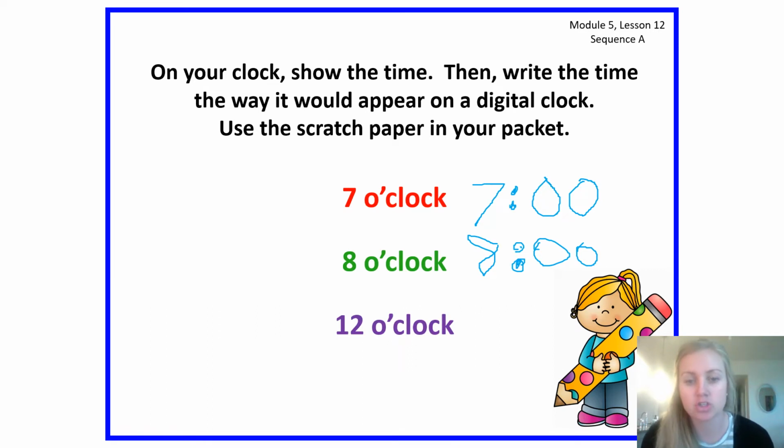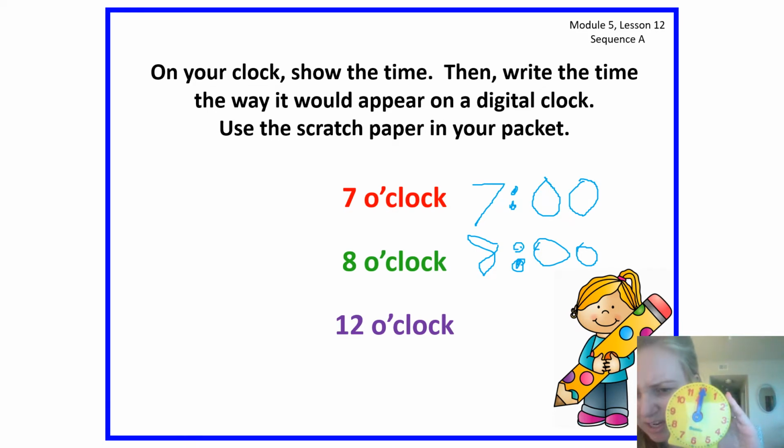Next time, 12 o'clock. Show me on your clock and write it digitally. You have 10 seconds. 10, 9, 8, 7, 6, 5, 4, 3, 2, 1. Your clock should look like this.